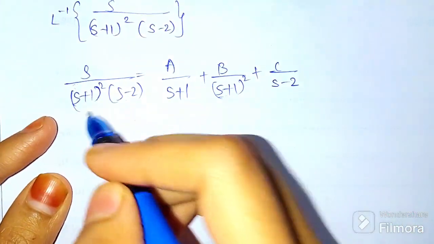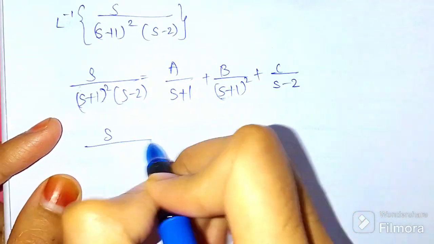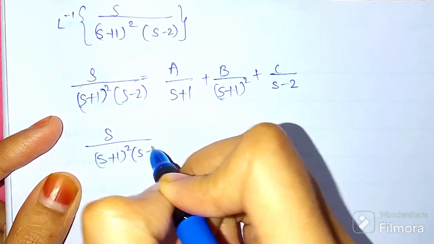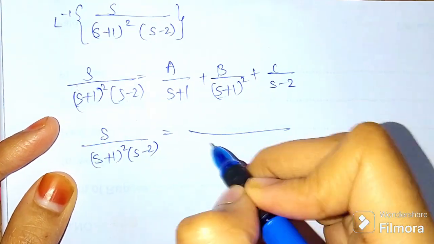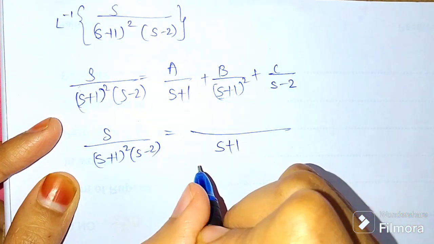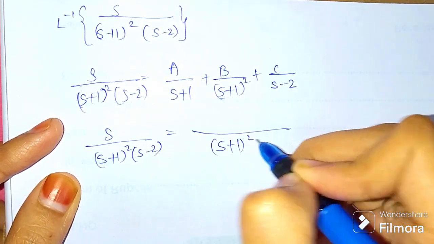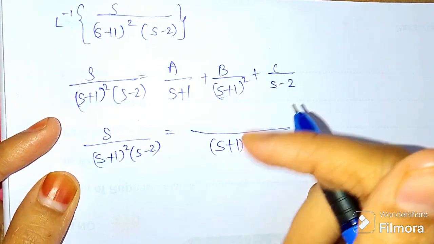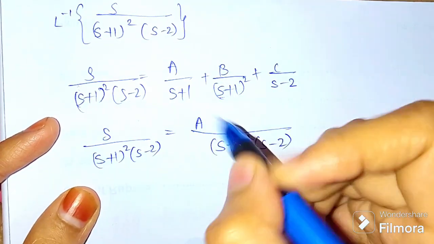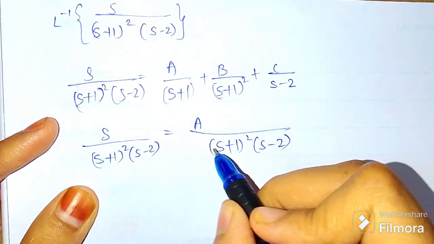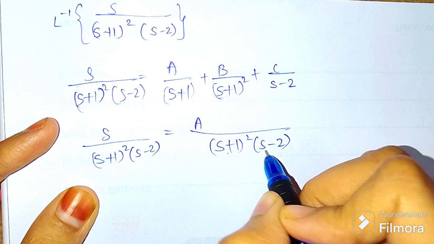Okay, now we have to compare. Write the next step: s by (s plus 1) whole square into (s minus 2). So this will get, the common denominator, (s plus 1) whole square into (s minus 2). Now this step is important. Here I'm writing my numerator a. My denominator is s plus 1. How many more do I need to multiply? (s plus 1) and (s minus 2).